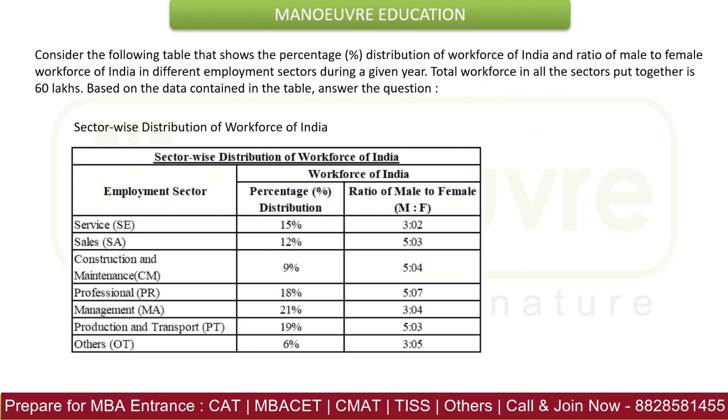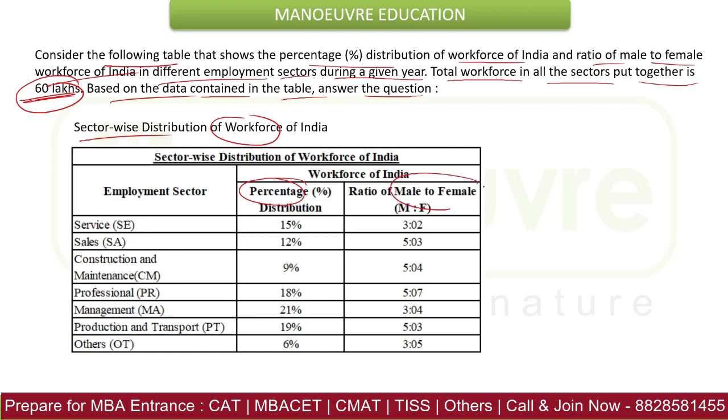Now the next one. Consider the following table that shows the percentage distribution of workforce of India and ratio of male to female workforce of India in different employment sectors during a given year. Total workforce in all these sectors put together is 60 lakhs. Based on the data contained in the table, answer the following questions. This is the sector-wise distribution of workforce: the total percentage distribution, and the ratio of male to female in various sectors, service, sales, etc. Now let's have a look at the question on the basis of this.